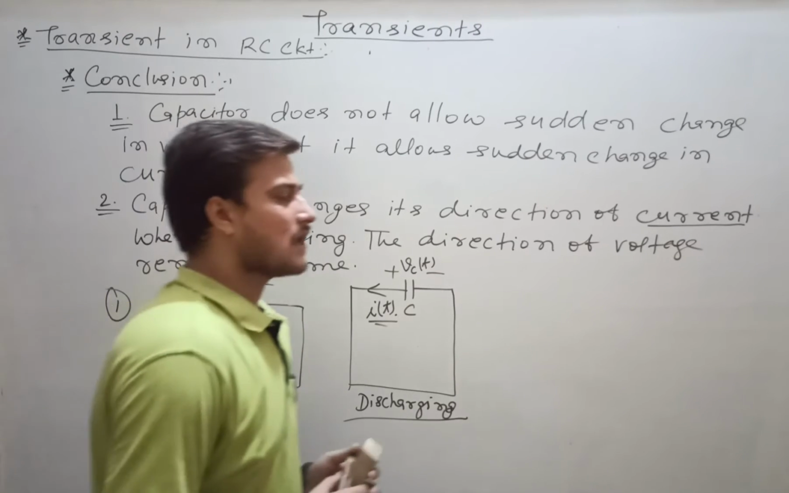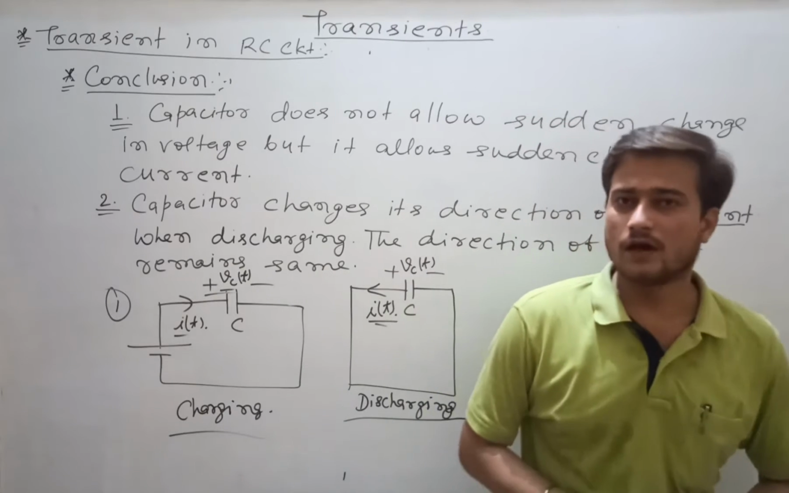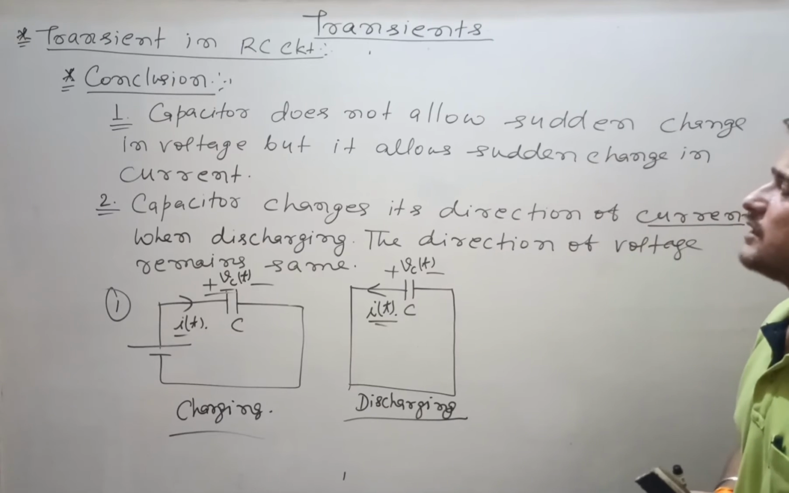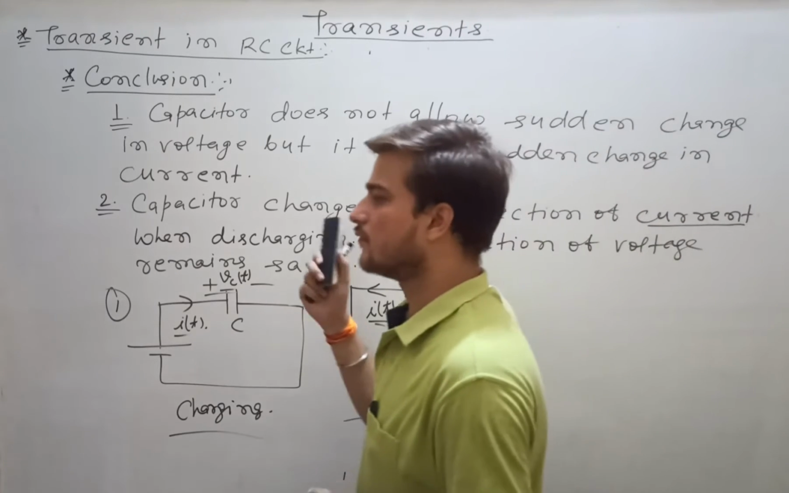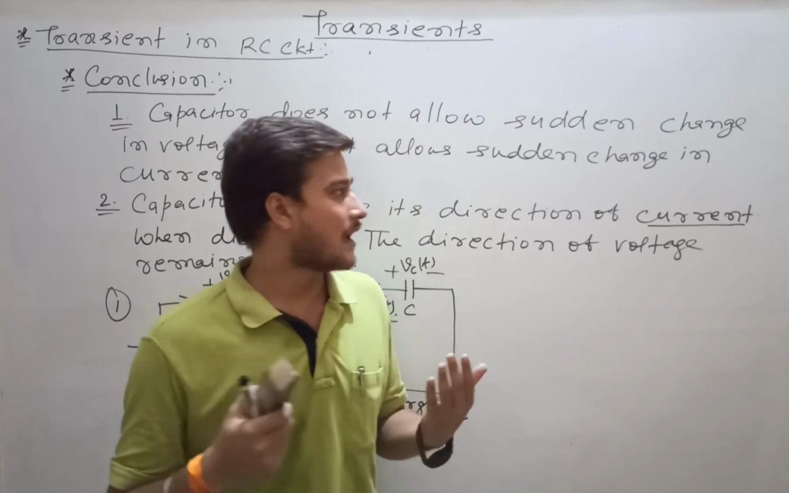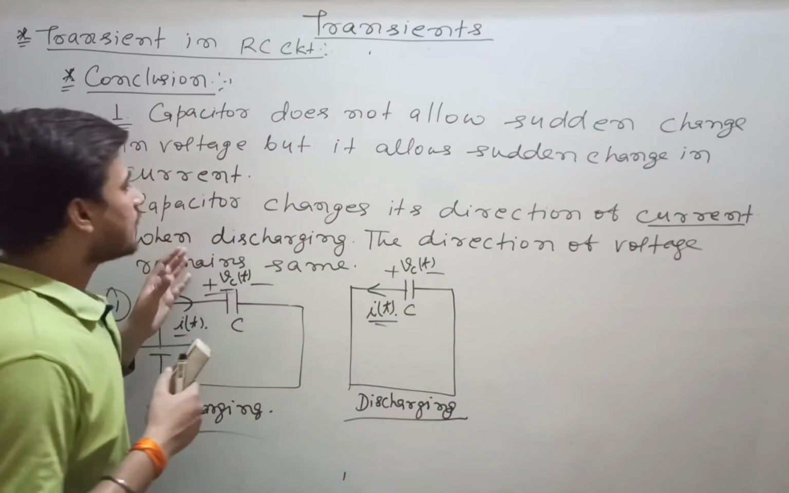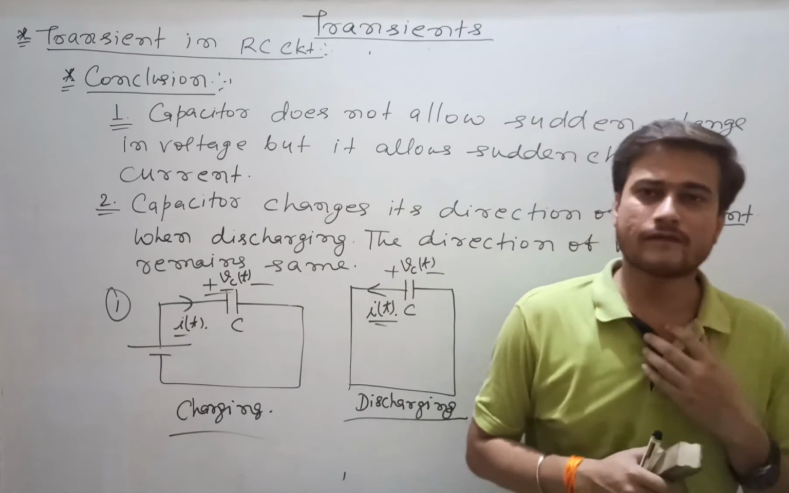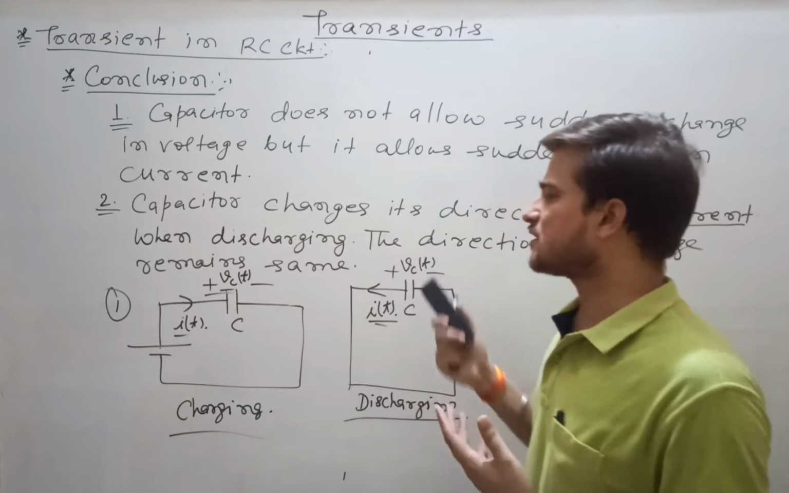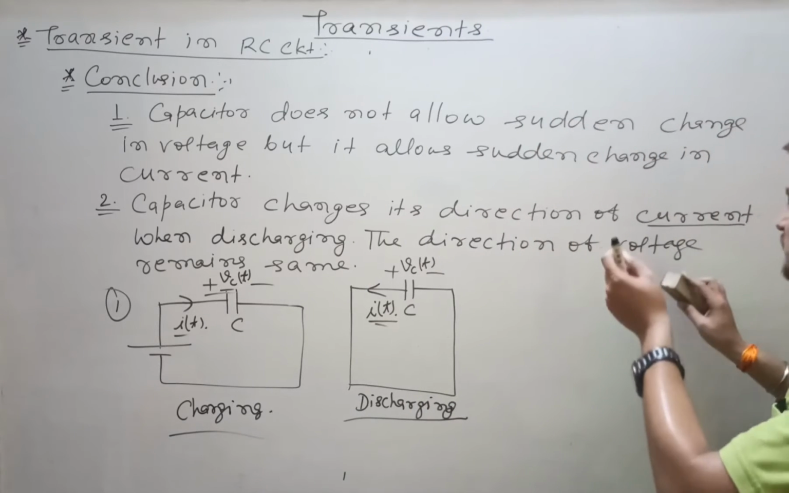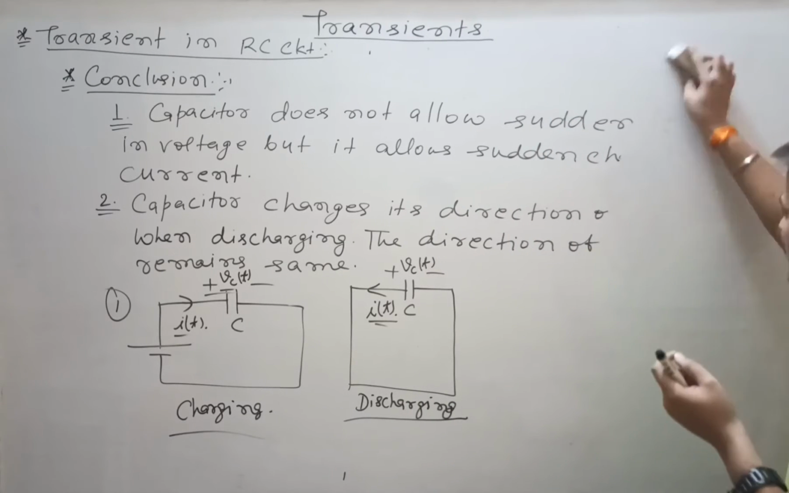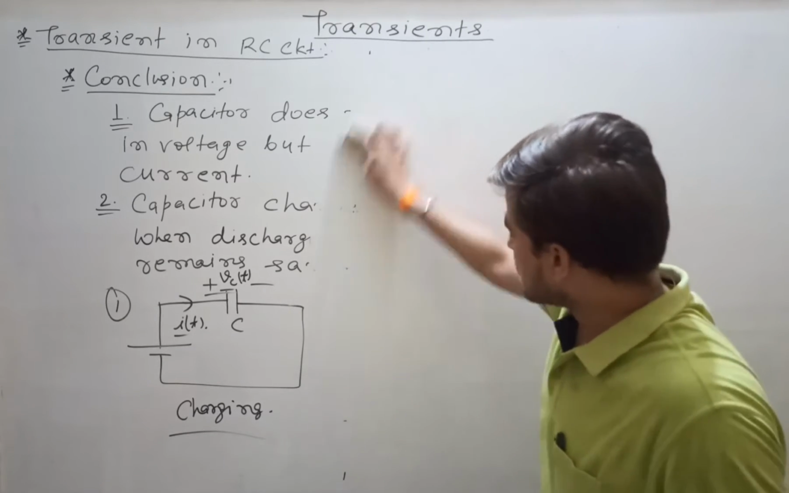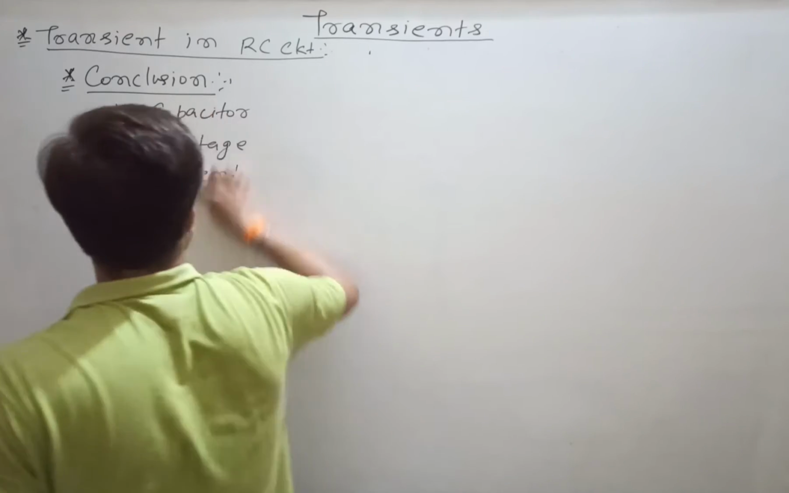In the previous class I already discussed inductor. Inductor does not allow sudden change in current, but it allows sudden change in voltage. That means it is just opposite of capacitor. Second, inductor changes its direction of voltage while discharging, and the direction of current in inductor is the same. Just opposite of capacitor. So this is a very important conclusion. You have to understand it, remember it, and apply it in different circuits.